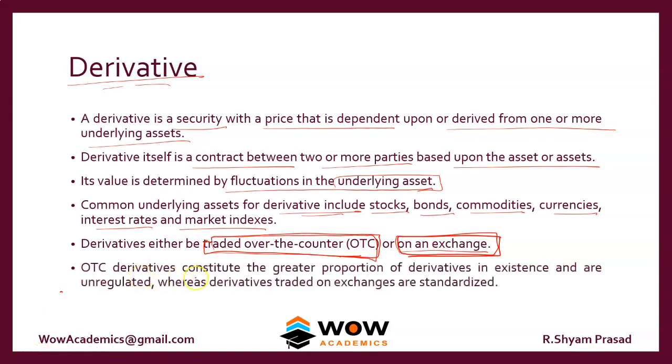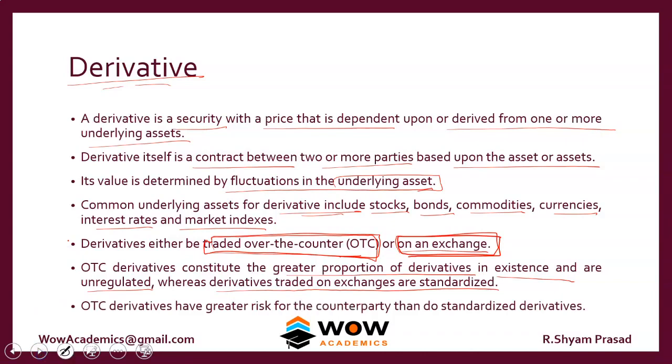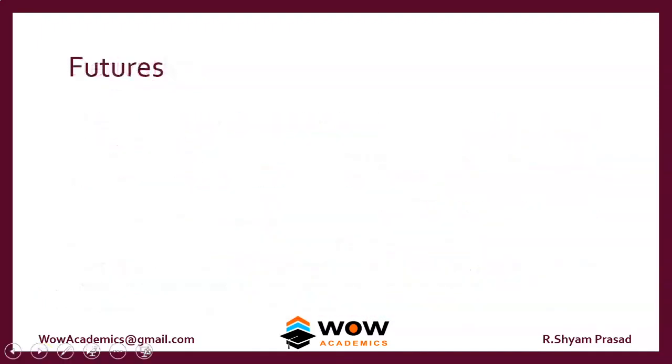OTC derivatives constitute the greater proportion of derivatives in existence and are unregulated, whereas derivatives traded on exchanges are standardized. So it is always better to go with exchange traded instruments. OTC derivatives have greater risk for the counterparty than standardized derivatives. So OTC derivatives will always have counterparty risk, and standardized derivatives like exchange traded derivatives will not have counterparty risk. Now we will discuss futures.